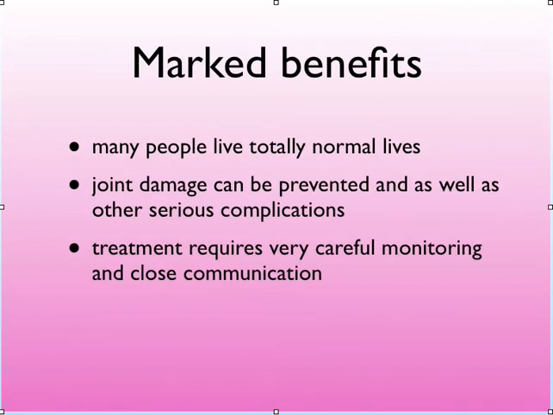These medicines may have very marked benefits for those people who have severe rheumatoid arthritis and allow many people to live totally normal lives. They also can prevent permanent joint damage from RA and may also prevent serious complications of RA as well. However, treatment requires very close monitoring and very close communication with the office providing these. This has been Dr. Alan Jacobs of the Arthritis Center of Nebraska.